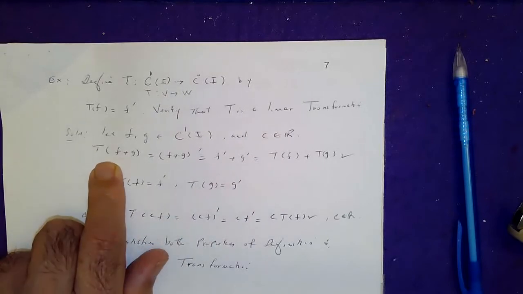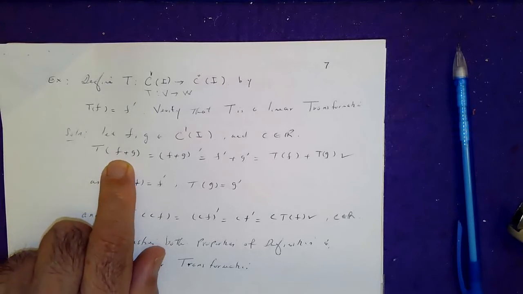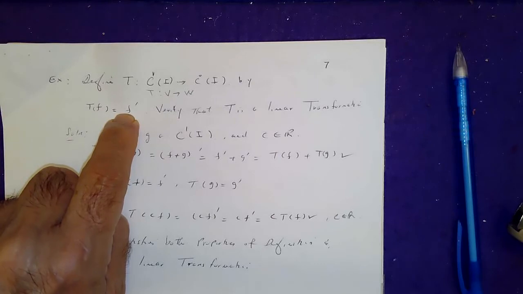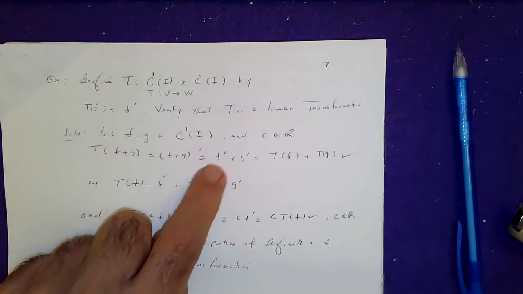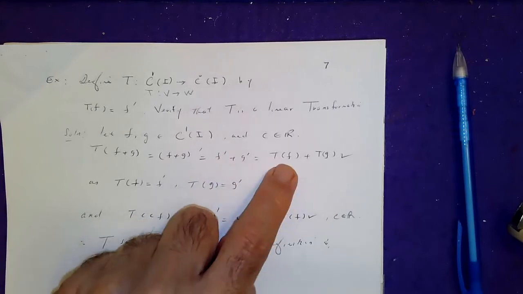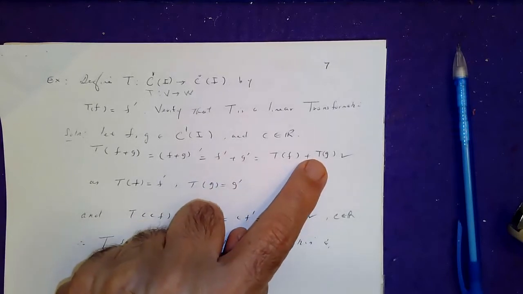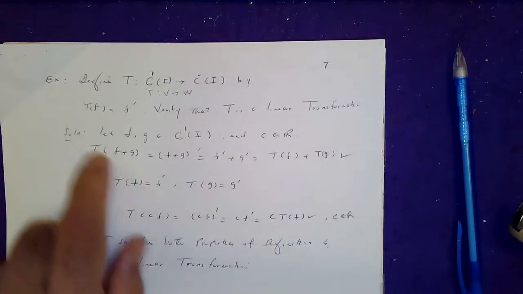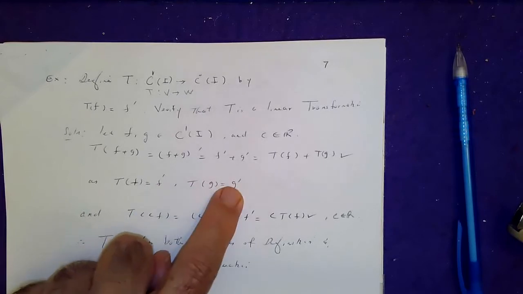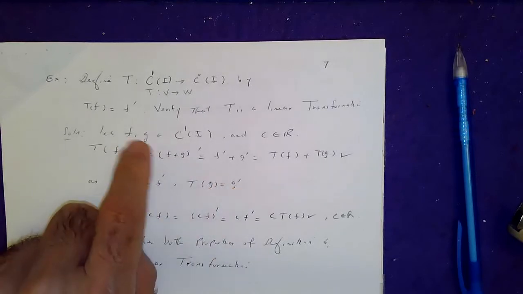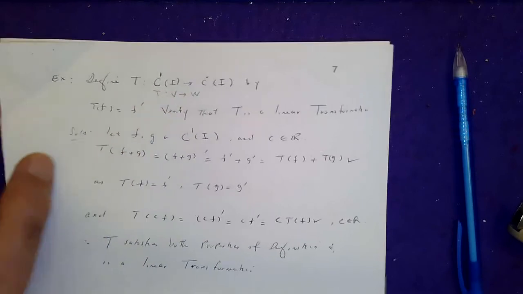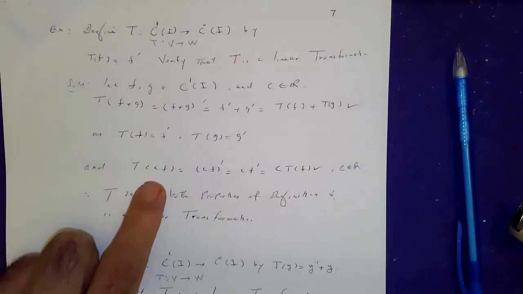So take the transformation of the sum, which if you go right here and replace this with f plus g prime, and now manipulate this, you get f prime plus g prime, but that's exactly the transformation of f plus the transformation of g. Why? Because by definition, the transformation of f is f prime, the transformation of g is g prime. Remember, f and g are in domain V.